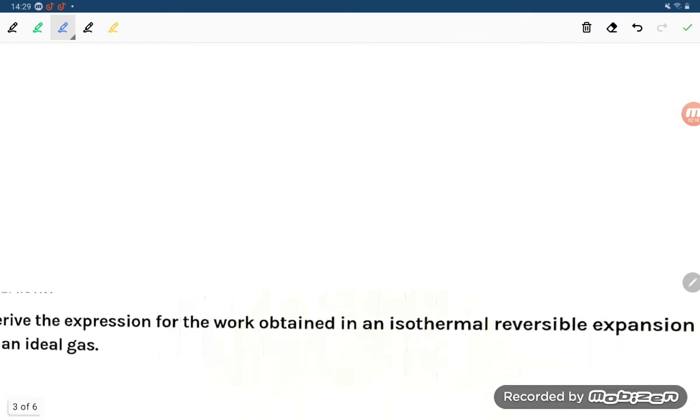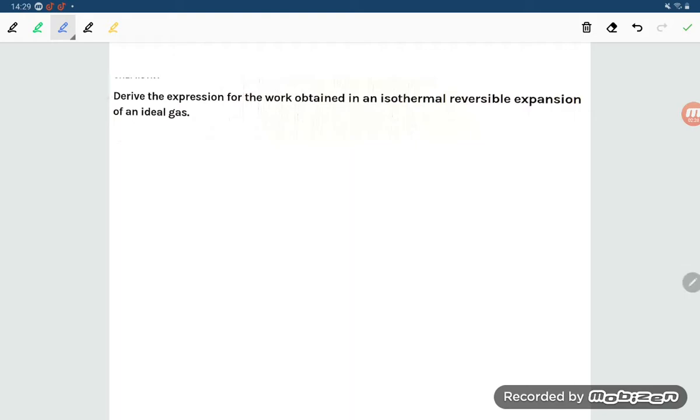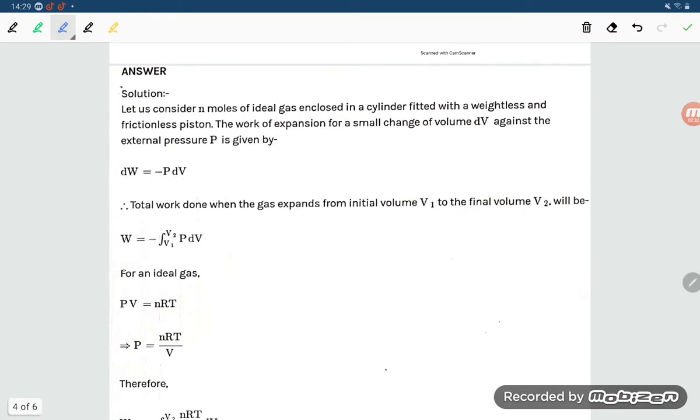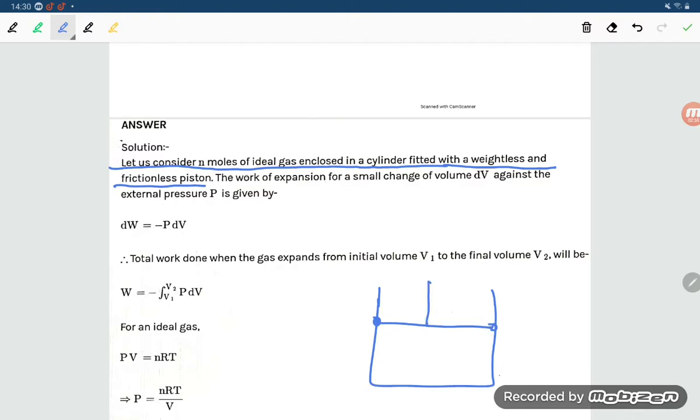Okay students, now let us see the probable questions. Derive the expression for the work obtained in isothermal reversible expansion of ideal gas. Here we are going to derive the work done for the reversible isothermal expansion of ideal gas. Let us consider n moles of ideal gas enclosed in a cylinder fitted with a weightless and frictionless piston, and this piston is movable.